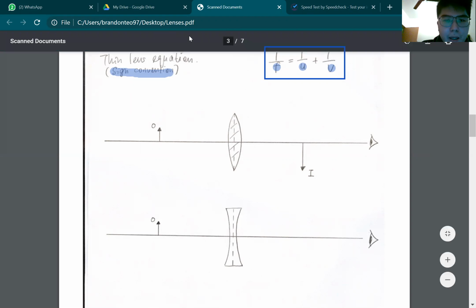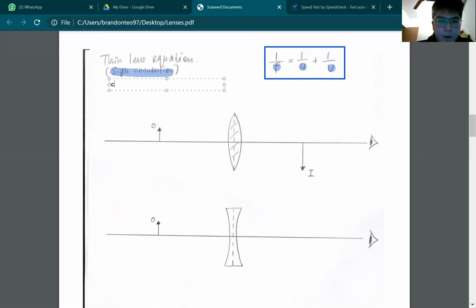Focal point, remember, for convex, the focal point is always positive. And for concave lens, okay, I have to add this word lens here, the focal point is always negative. This one you just have to memorize, no choice. Okay, you have to memorize. The focal point of a convex lens is always positive.